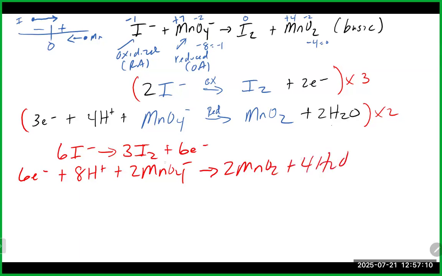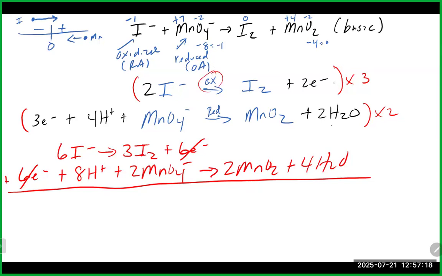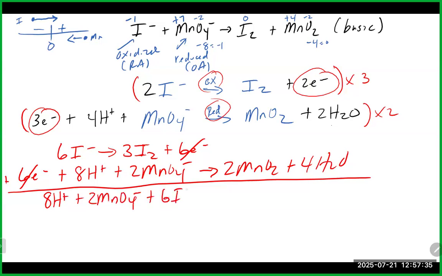goes to 2 MnO2 and 4 waters. Adding these guys together, electrons should completely cancel, which they do. We also know we added it to the correct sides, oxidation to the right, reduction to the left there. That I think might be it in terms of canceling. That's going to leave me 8 H pluses plus 2 MnO4 minus plus 6I minus goes to 3I2 plus 2 MnO2 and 4 waters. Technically speaking, if I want to balance in acidic conditions, I should put a box on it and I'm done at this point.